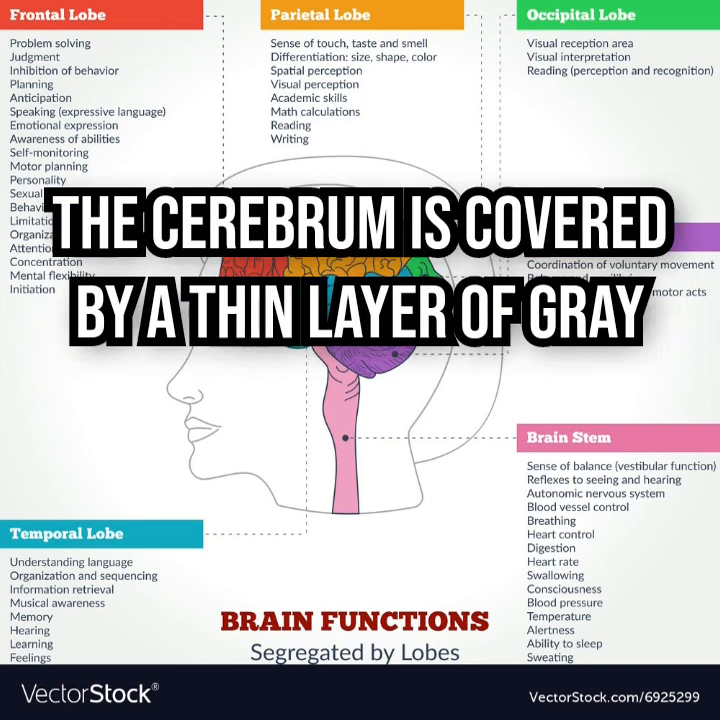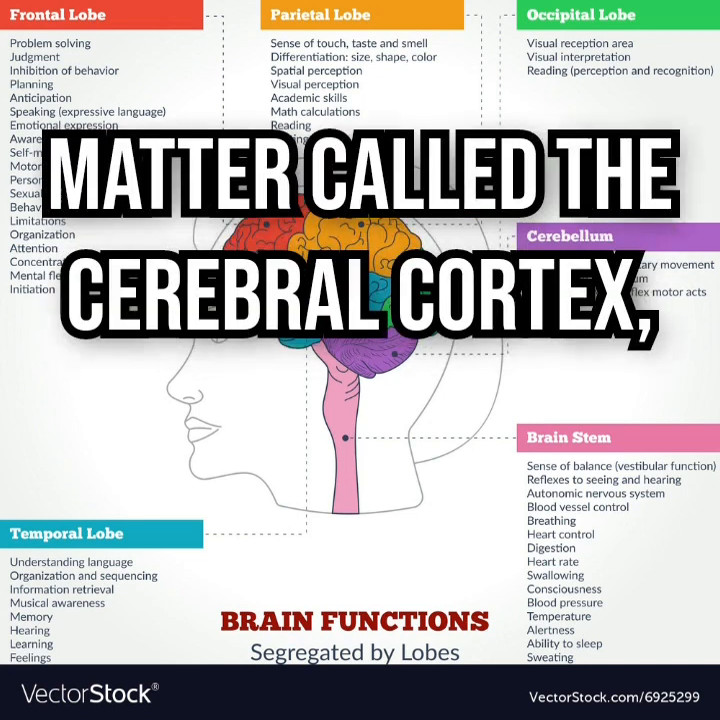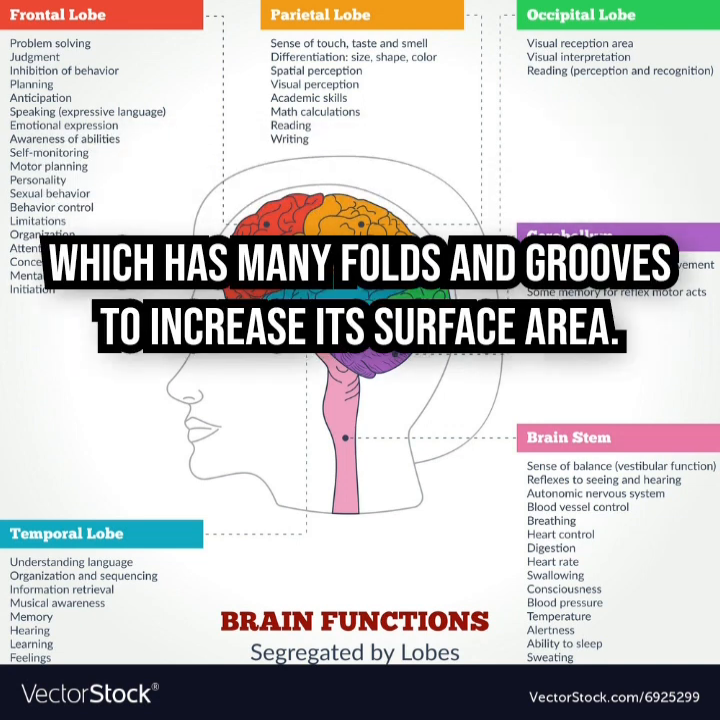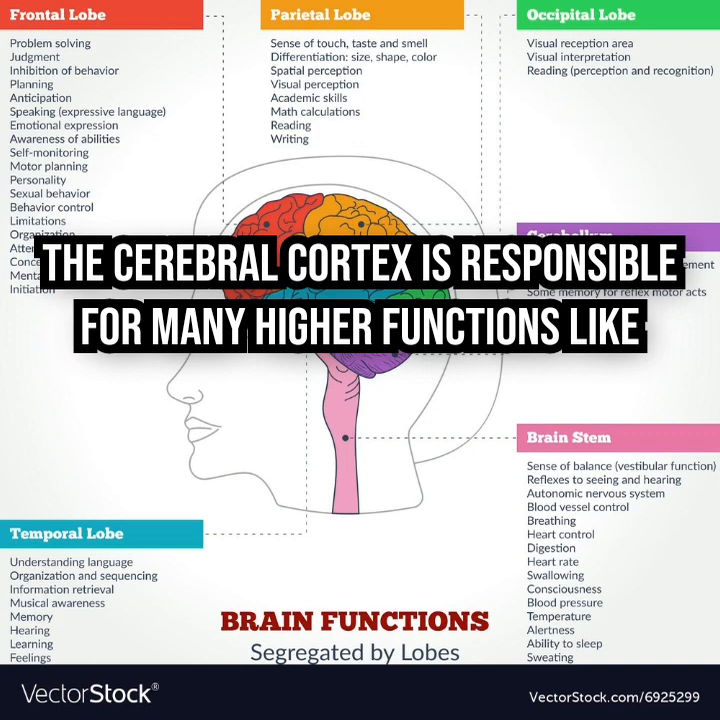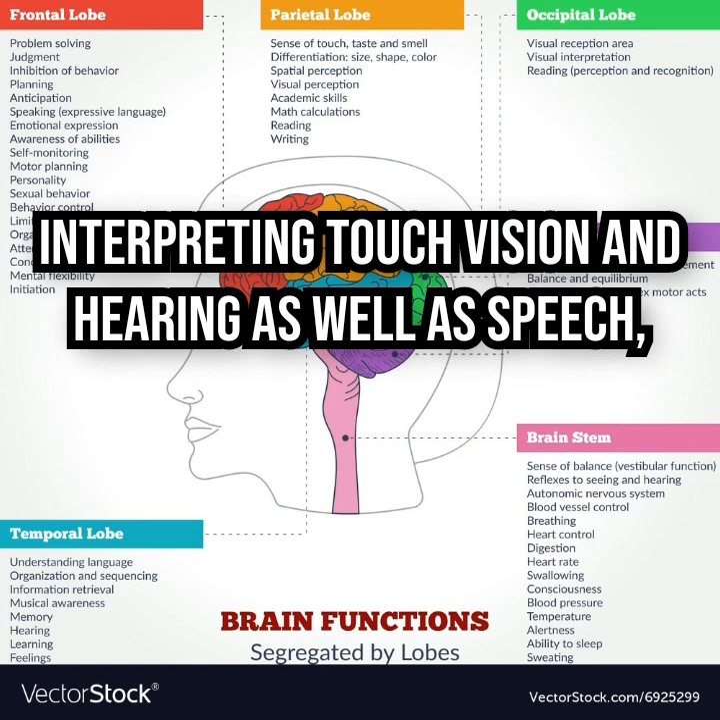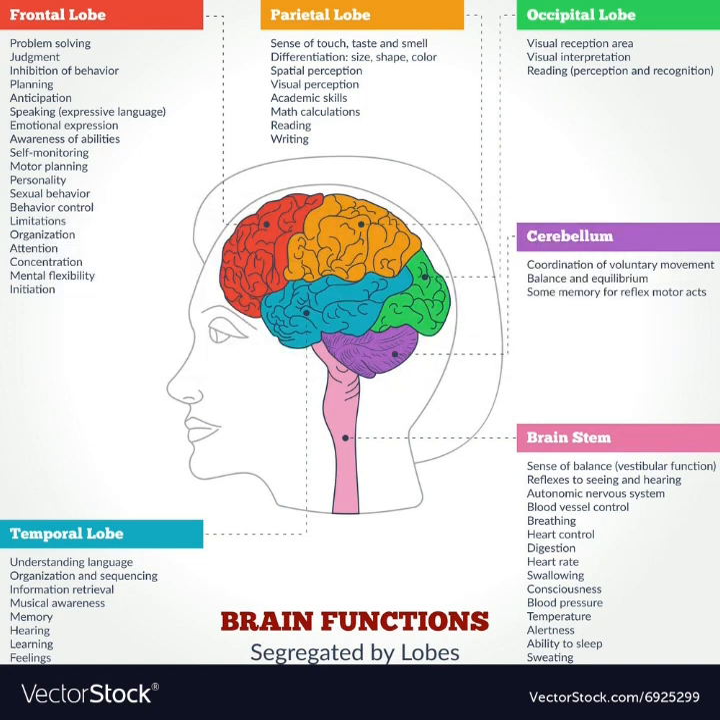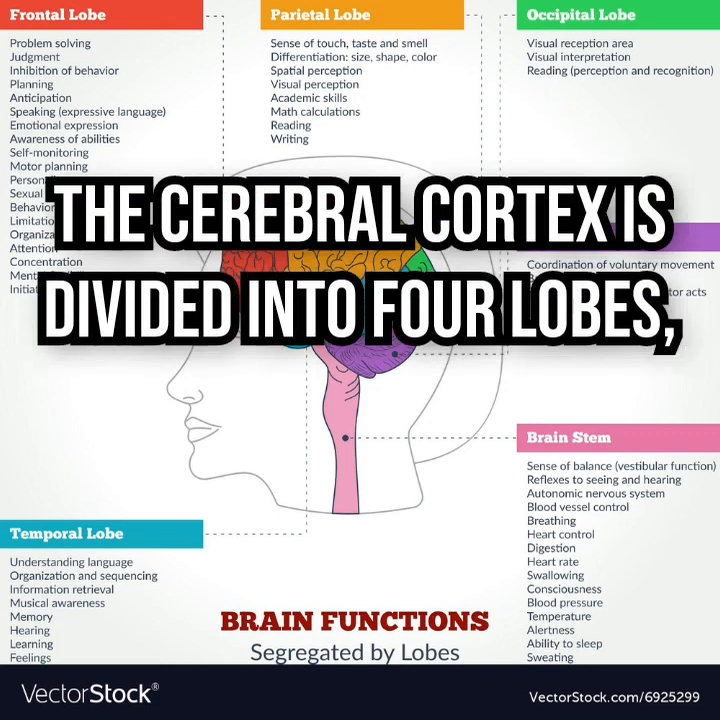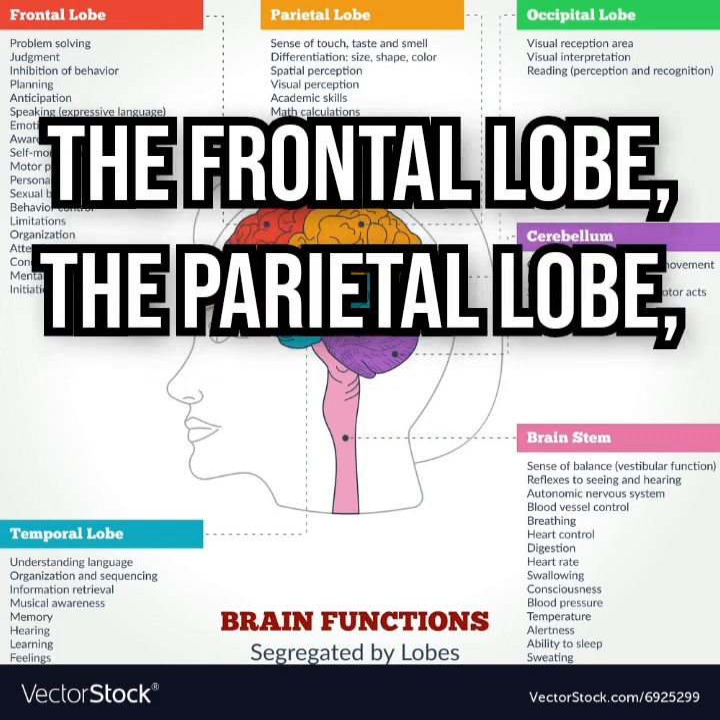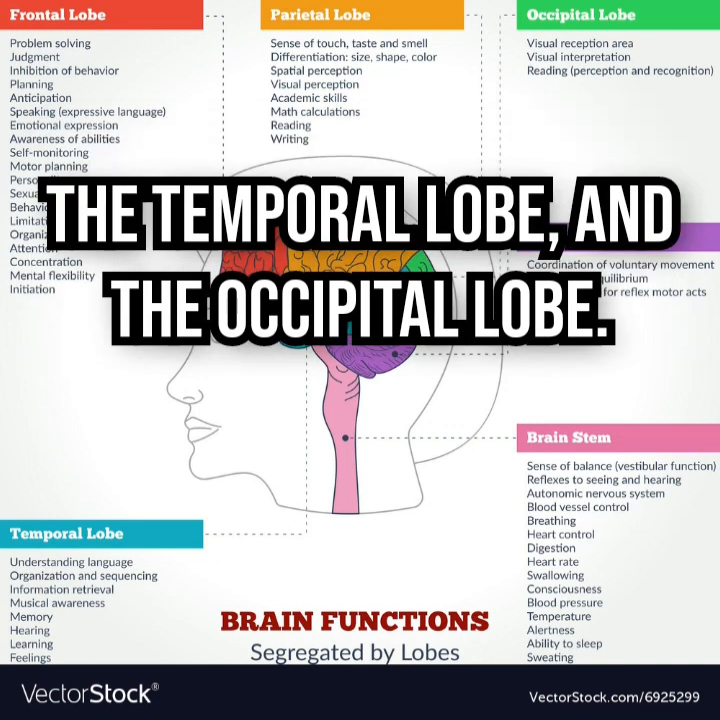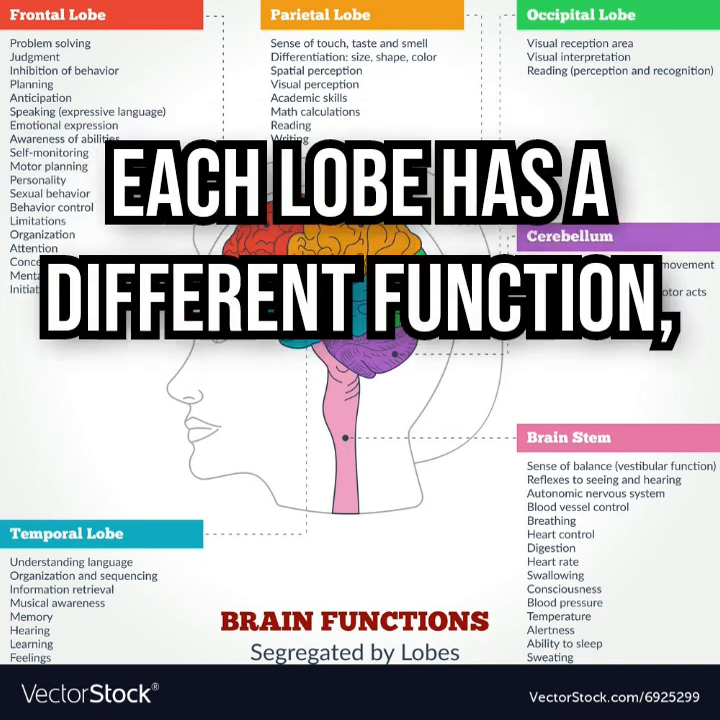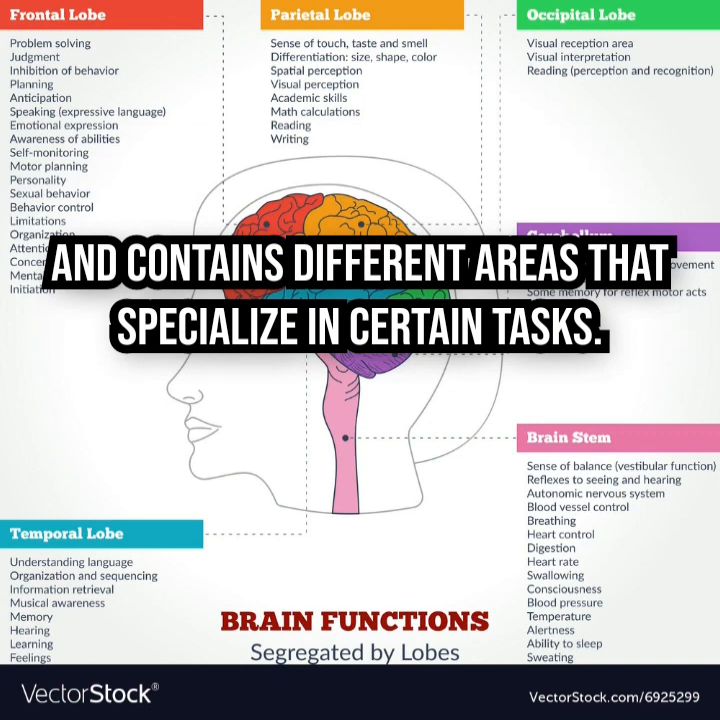The cerebrum is covered by a thin layer of gray matter called the cerebral cortex, which has many folds and grooves to increase its surface area. The cerebral cortex is responsible for many higher functions like interpreting touch, vision, and hearing, as well as speech, reasoning, emotions, learning, and fine control of movement. The cerebral cortex is divided into four lobes: the frontal lobe, the parietal lobe, the temporal lobe, and the occipital lobe. Each lobe has a different function and contains different areas that specialize in certain tasks.